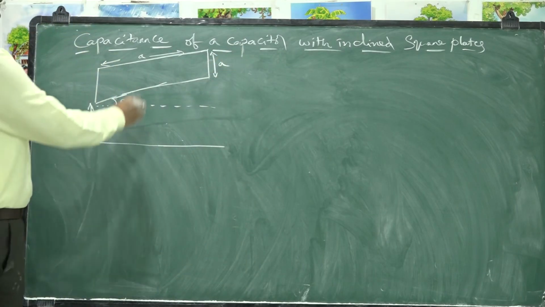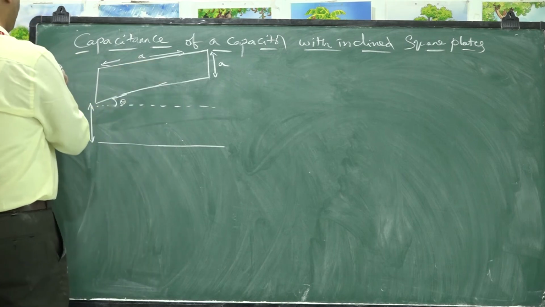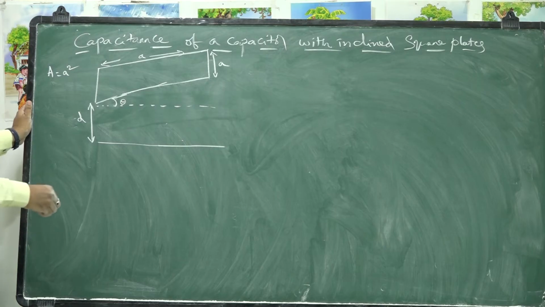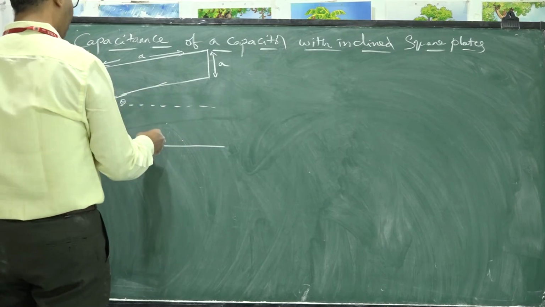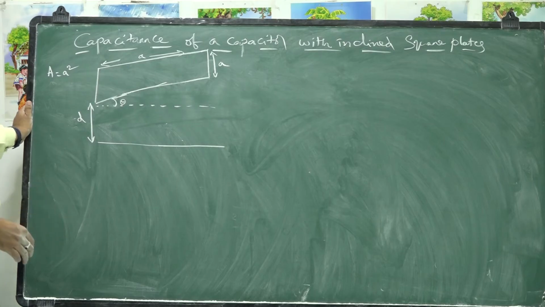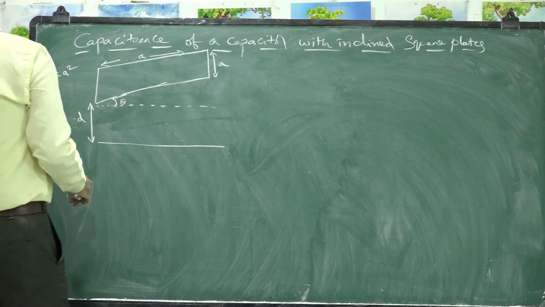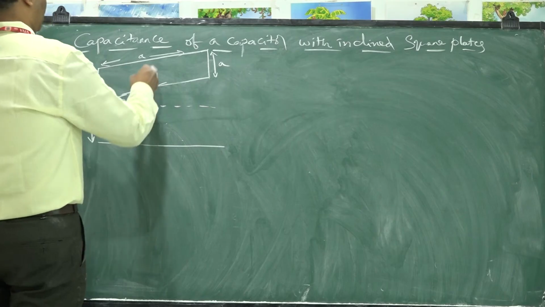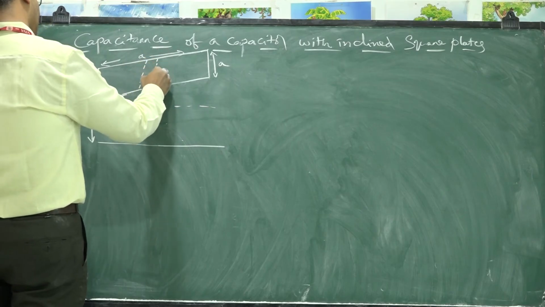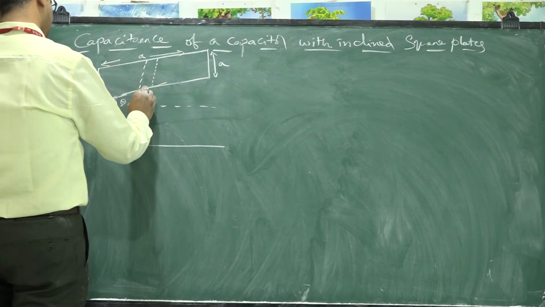Each plate area is a square. Separation between the plates is d. And inclination of one plate with respect to the other plate is theta. I would like to find the capacitance of this capacitor. For that purpose, let me take an elemental capacitor here, that means a portion of the capacitor like this.